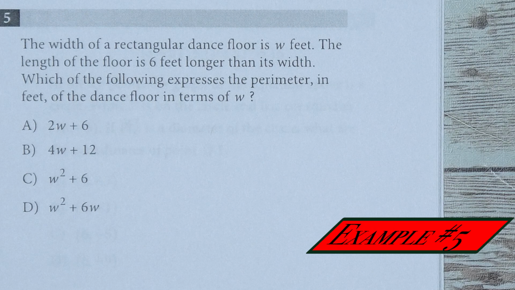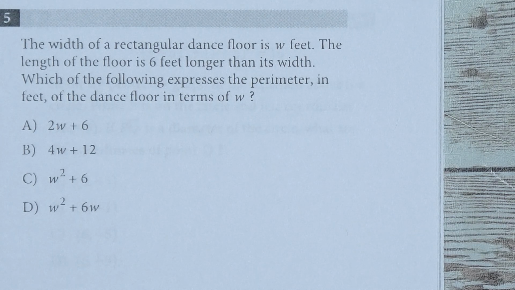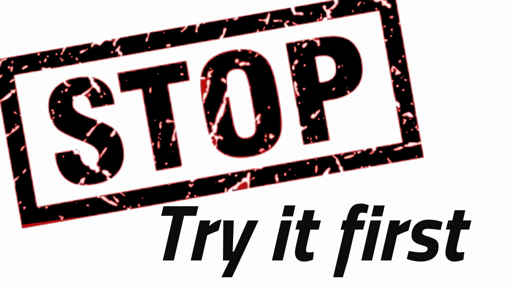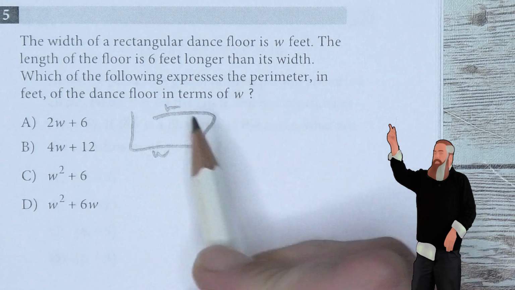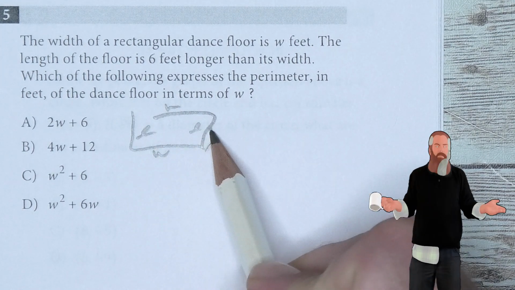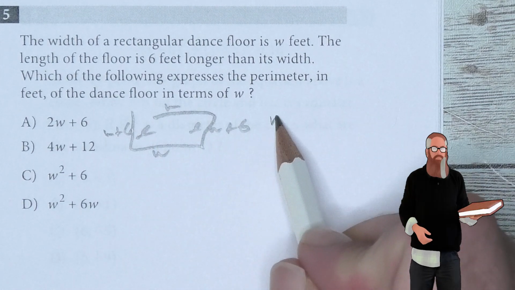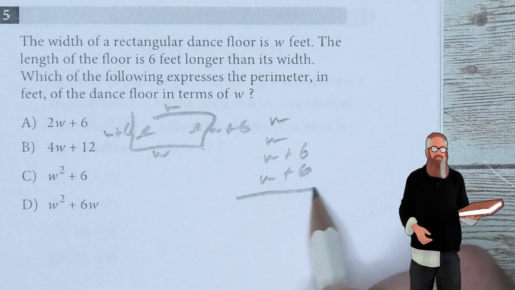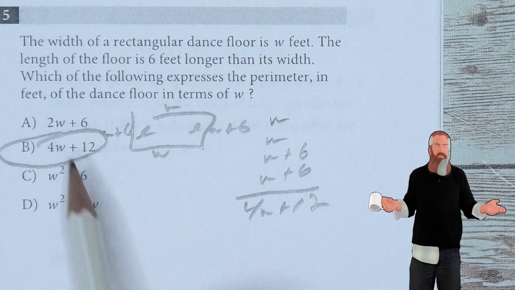The width of a rectangular dance floor is W feet. The length of the floor is 6 feet longer than its width. Which of the following expresses the perimeter in feet of the dance floor in terms of W? So we can understand that we have a W and L. Now L in both cases is W plus 6. This means that I would have W plus W plus W plus 6 plus W plus 6 to get 4W plus 12, which means B is the answer.